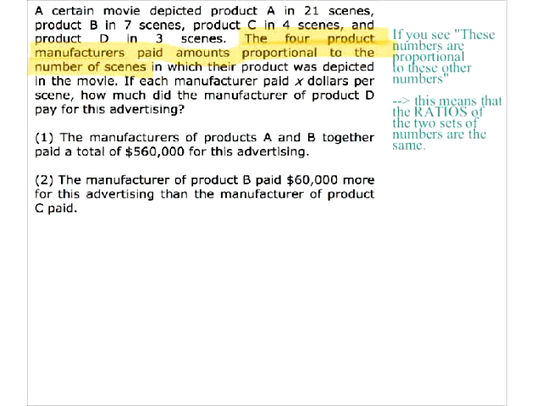So the numbers are 21, 7, 4, and 3. So in this problem, this means that the ratios are the same. And so the manufacturers, assuming that manufacturer A makes product A and so on, paid amounts in the ratio 21 to 7 to 4 to 3. Because that's what proportional to means. It means you have the same ratio.